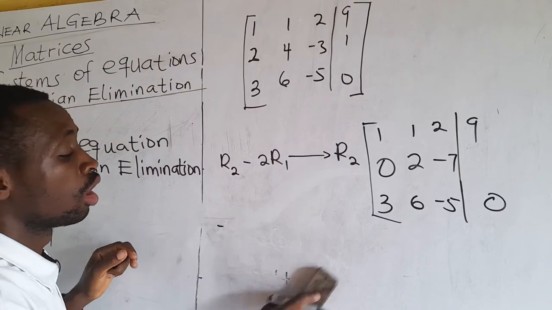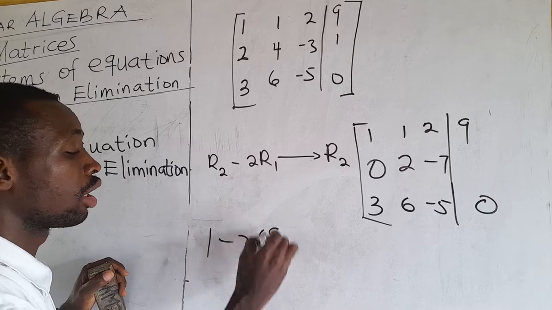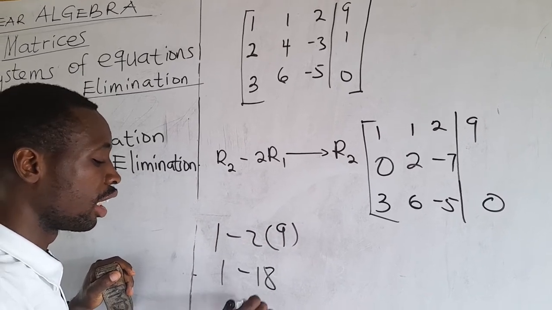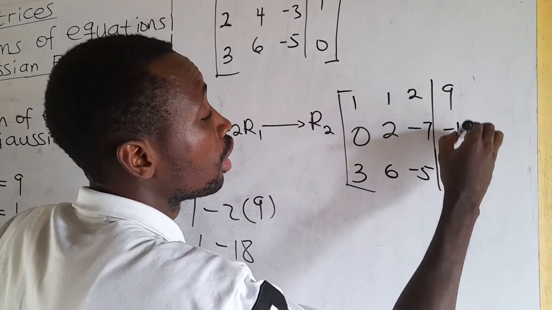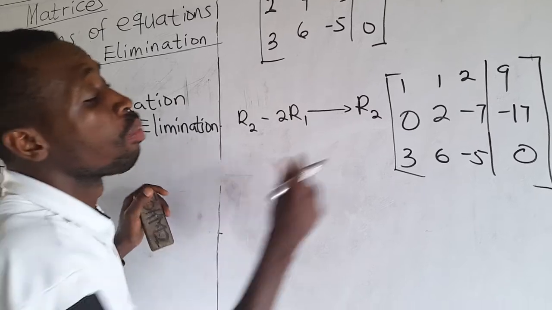And this, that will be 1 minus 2 times 9. 2 times 9 is 18. 1 minus 18 is negative 17. And we'll put negative 17. So we have succeeded in making this 0.